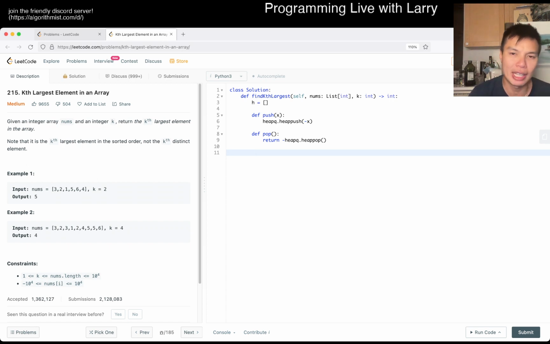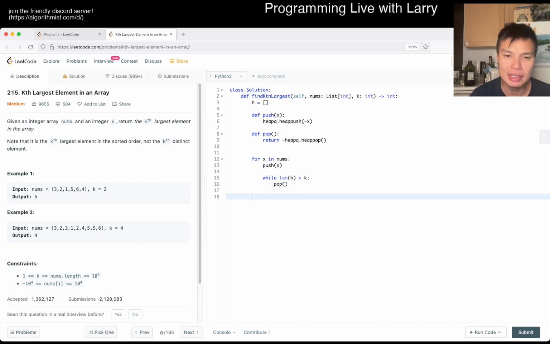But yeah, okay. So now we have for x in nums, we push x, and then while the length of the heap is greater than k, we pop, and that's really all there is. Then we return h of the top, right? Because at the top we have the smallest number. I'm just looking at the constraints really quickly to make sure there are no weird edge cases, like nums having 0 elements or k being bigger than nums. Otherwise, this looks okay.